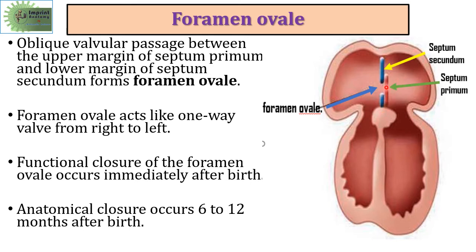The functional closure of the foramen ovale occurs immediately after birth. This functional closure is also called the physiological closure, while the anatomical closure of the foramen ovale occurs at 6 to 8 months after birth.